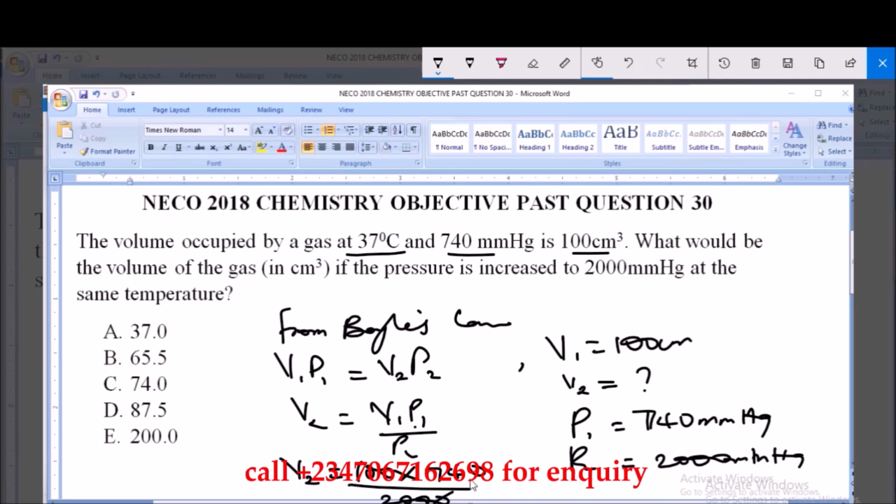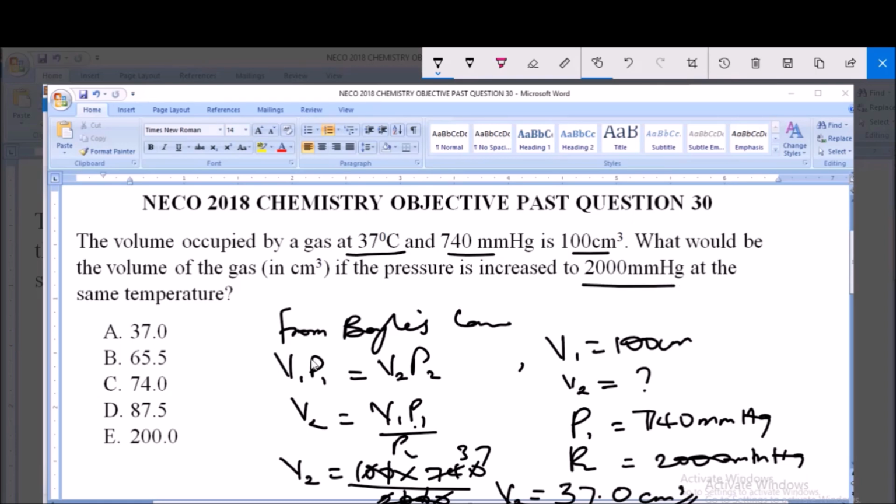Now this 0 will cancel this 0, this 0 will cancel this, and this 0 will cancel this. Now we have 74 divided by 2, 2 in 74 will give us 37. So the volume is equal to 37.0 centimeter cube. This is the new volume when the pressure is increased to 2000 millimeter mercury, and that is option A. So it is stated clearly that the pressure is inversely proportional to the volume, provided that the temperature is constant, according to Boyle's law. So this is the answer to this question.